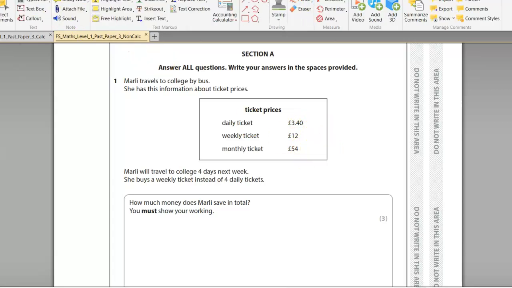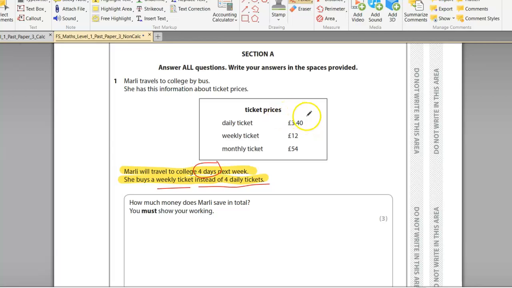And the really important information we're being told in these two sentences. So we need to look at what this is actually telling us. So it's talking about 4 days. And she's going to buy a weekly ticket instead of 4 daily tickets.